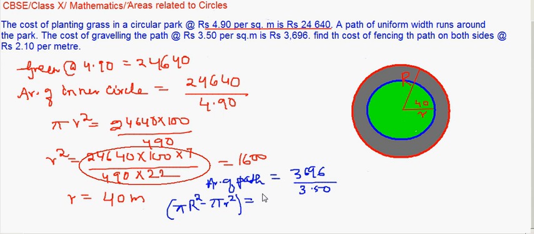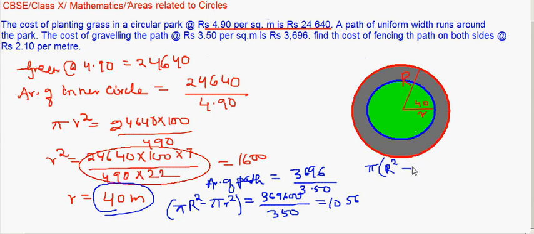Now this, if I calculate, becomes 369600 by 350. That's giving me 1056. I continue here. If I take pi common, it will be capital R square minus small r square. The small r we calculated to be 40, so that makes it 1600, is equal to 1056. Pi is again 22 by 7.